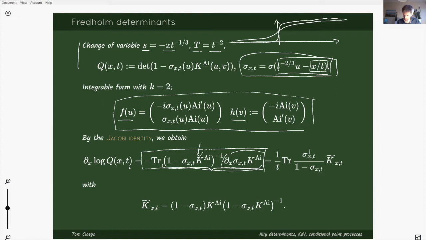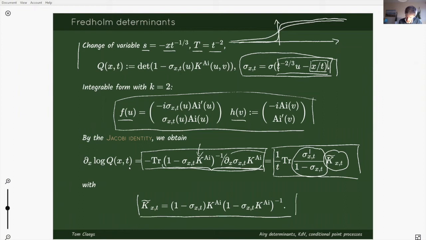And well, you can rewrite this. It may seem artificial to do this, but you can rewrite this as the trace of a certain function, the derivative of sigma divided by 1 minus sigma times this operator k tilde. And this operator k tilde is 1 minus sigma times the Airy kernel operator times the inverse of this operator. So this looks like a resolvent. It's not exactly a resolvent because I multiplied here with 1 minus sigma. It may seem artificial because I multiply here with 1 minus sigma and here I divide by 1 minus sigma. So this seems a bit silly to do.